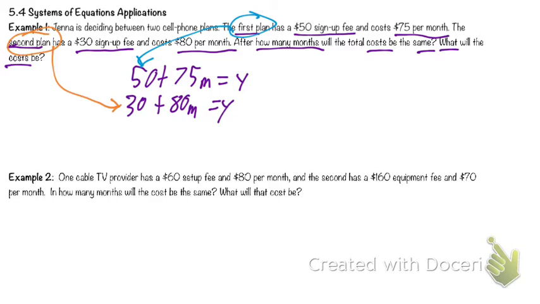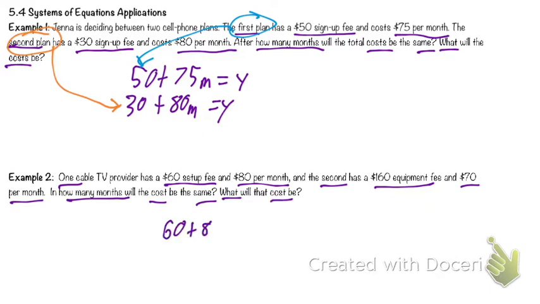On number 2, one cable provider had a $60 setup fee and cost $80 per month. The second has a $160 equipment fee and costs $70 per month. And we want to know how many months until the cost is the same, and what that cost will be. So our equations were a $60 setup fee plus $80 per month, which we also called M, equals the cost Y. And $160 equipment fee plus $70 per month is equal to the same Y.